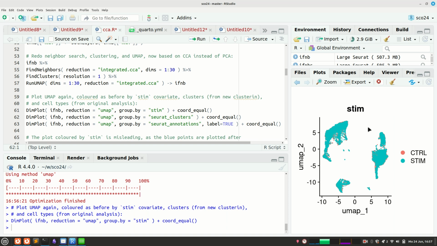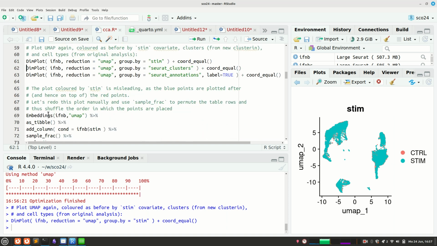And here you can now see how our integrated data looks. Here is the stimulated, and the control is below. It's a stupid way how Seurat plots this, unfortunately, because it plots the cells in the order in which they are in the matrix. And so, of course, it first plots all the red points and then it puts the blue points on top.